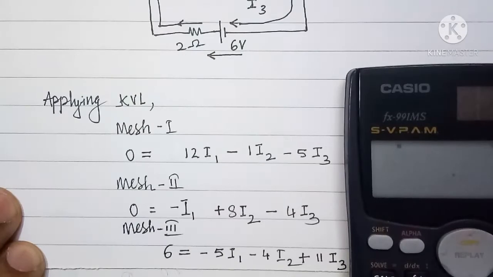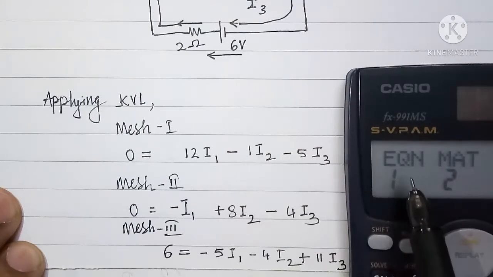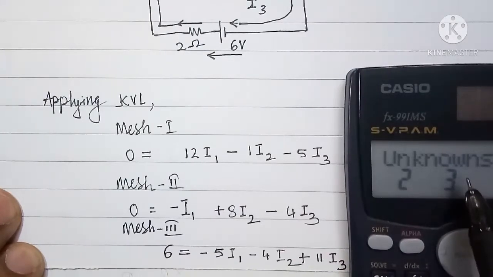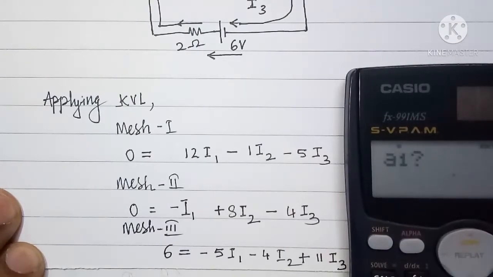Switch on the calculator. Press the mode button until you get EQN. You got EQN. Now select EQN by pressing 1. It will ask for the number of unknowns. The number of unknowns is 3, so press 3. Now it will ask for A1, B1, C1, D1 and so on. You go on substituting the values. A1 is 12, press equal to. B1 is -1, press equal to. C1 is -5, press equal to. D1 is 0, press equal to.